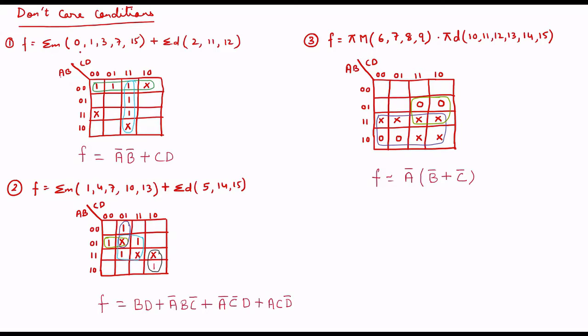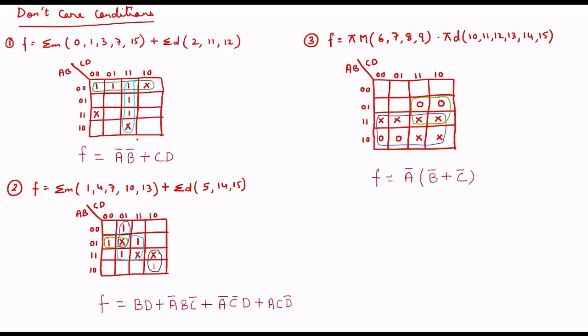F is equal to summation of min terms 0, 1, 3, 7, 15 plus summation of D 2, 11, 12. If you get a question like this, you have to find the highest number value. Using the summation of M side as well as the summation of D side, altogether I am seeing both sides and finding 15 is the highest. That means it's a 4 variable K-map, right? You know how to find the number of variables, so I am repeating this: it's a 4 variable K-map.